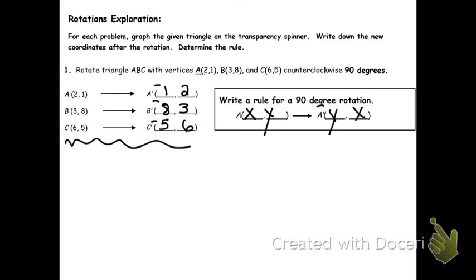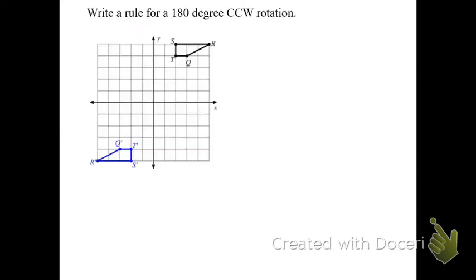Next, we're going to do the rule for 180 degrees. Okay, so this is an example of a graph that's been rotated 180 degrees, which you should notice because it's 2 quadrants away. To figure out the rule, we're going to just pick one point and compare it to its new image. So which point do you want? I don't care. Let's go with T this time.